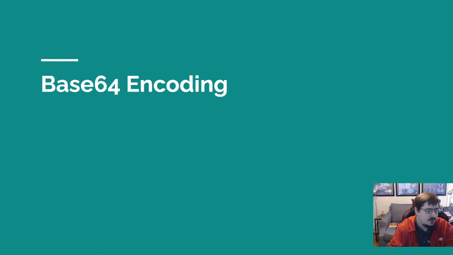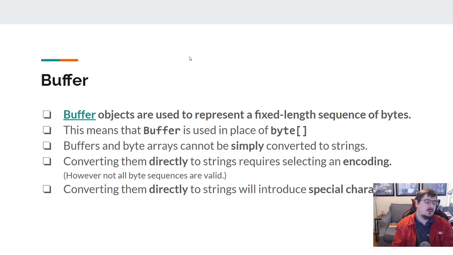So Base64 encoding is a tool to work with that. In JavaScript, specifically in Node, there's an object called the buffer class. Buffer objects are used to represent a fixed length sequence of bytes. So you can think about it like a byte array that you might have in C Sharp or Java. A byte array would be an array of bytes, so a buffer you can think of as an array of bytes. That's basically what it is. It's a fixed length, so you can't increase or decrease it. Once you allocate the space, the size of it is fixed.